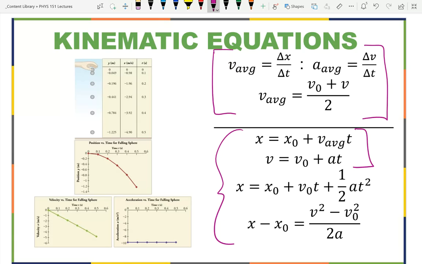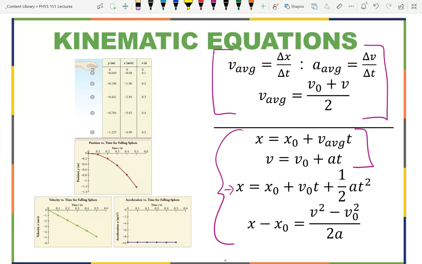And then the one below you get by saying, if acceleration is constant, and remember for physics 151, it's always going to be constant. You just don't have the math. You have to be able to do calculus to have changing acceleration. So this one here can be derived using algebra and the equations above it, or it can be derived much more simply just using integration. And then this here is, again, just algebraic manipulation of the equations above to eliminate time.